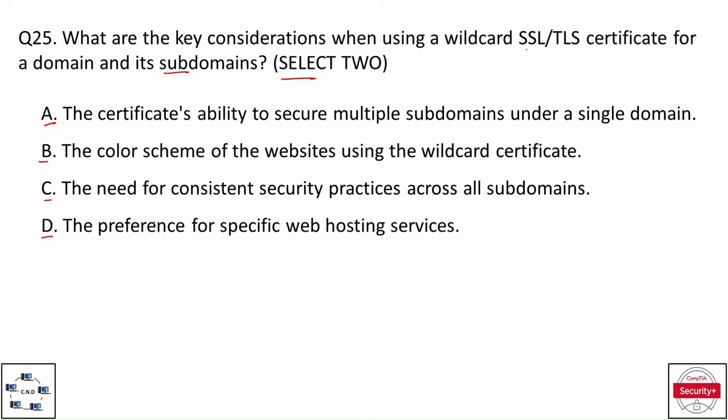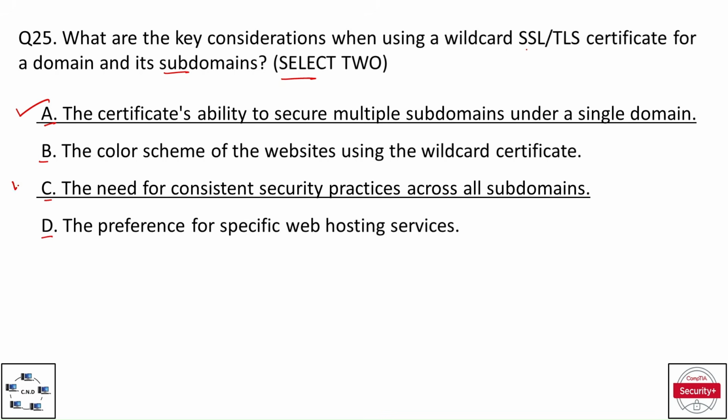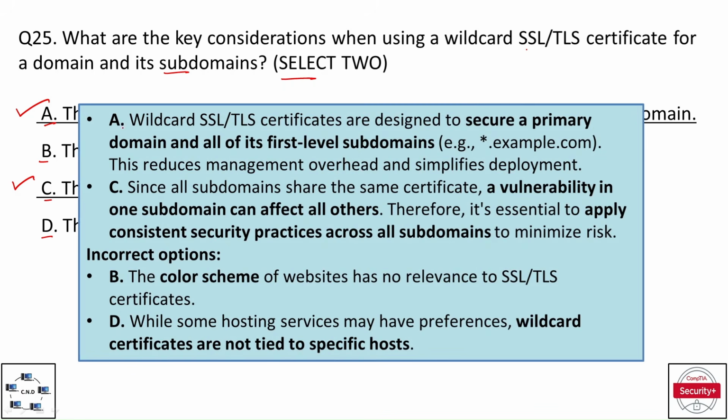And the correct options are option A, the certificate's ability to secure multiple subdomains under a single domain, and option C, the need for consistent security practices across all subdomains. And the explanation is, so option A, wildcard SSL/TLS certificates are designed to secure a primary domain and all of its first level subdomains, for example, static.example.com. This reduces management overhead and simplifies deployment.